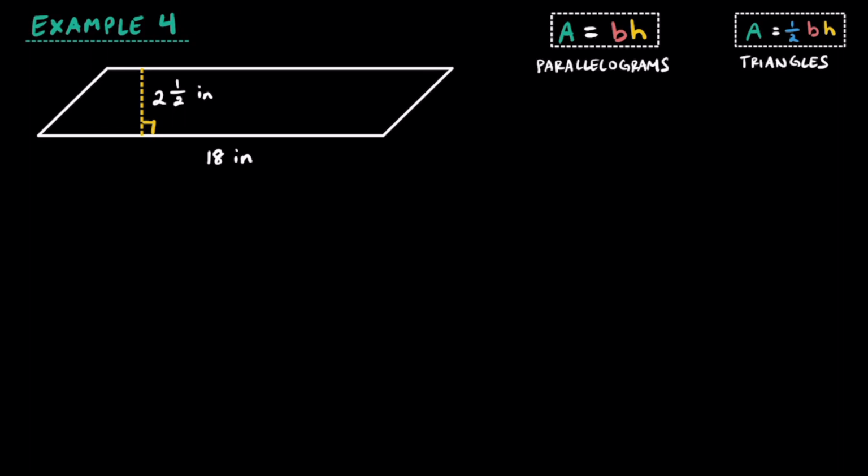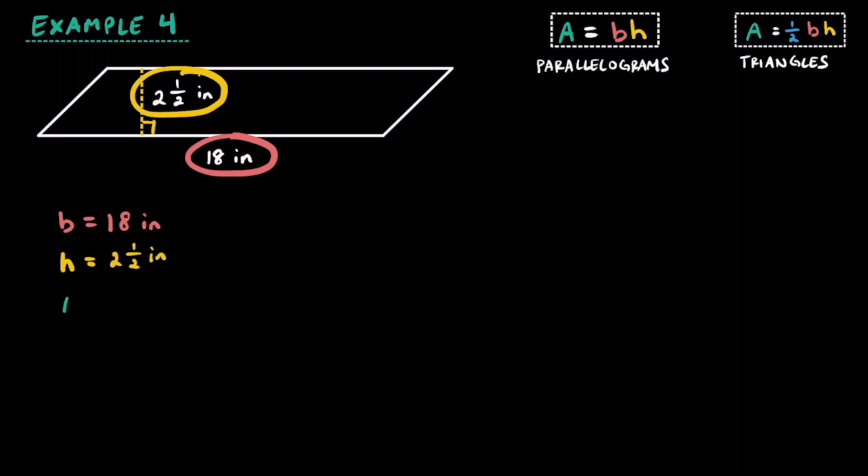For this fourth example, let's try finding the area of this parallelogram. So first of all, we know that the base here is going to be 18. So we're going to say the base is equal to 18 inches across the bottom. And then this 2.5 inches, that's just our height. So we can say h is equal to 2.5 inches. Given that information, let's find the area of this parallelogram.